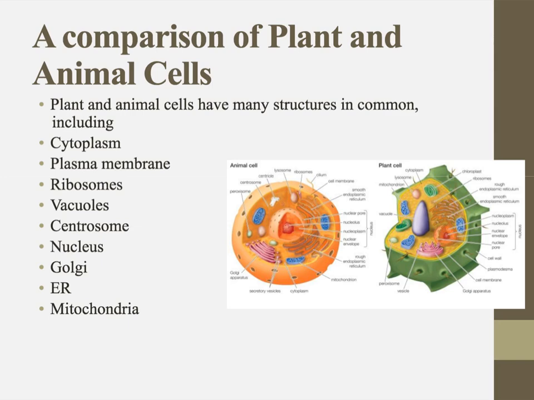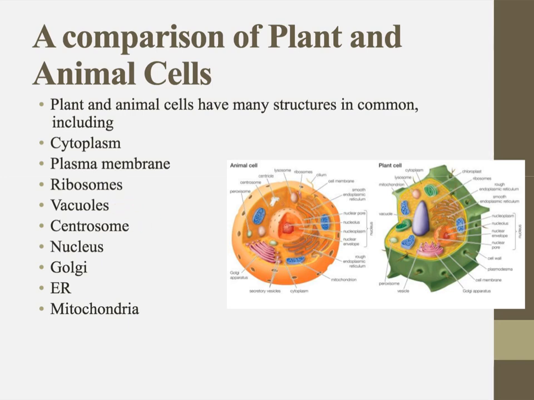Okay, now let's get more specific and talk about the two famous examples of eukaryotic cells, which are plants and animals. They look really different, but really they have quite a bit in common. They both have cytoplasm. They both have a cell membrane. They both have ribosomes, both on the ER and floating around in the cytoplasm. They have vacuoles, usually both of them.